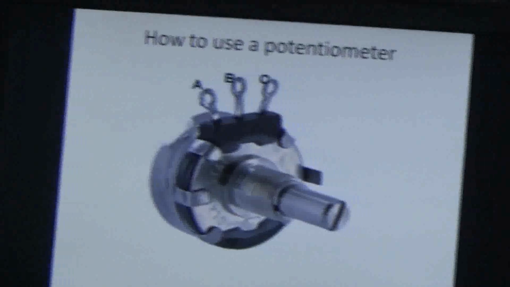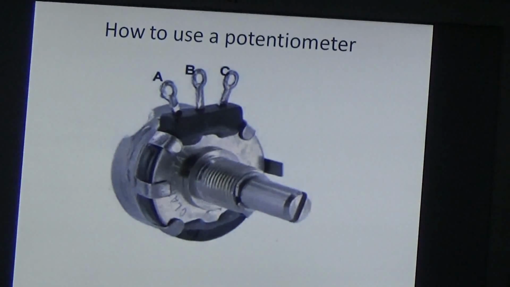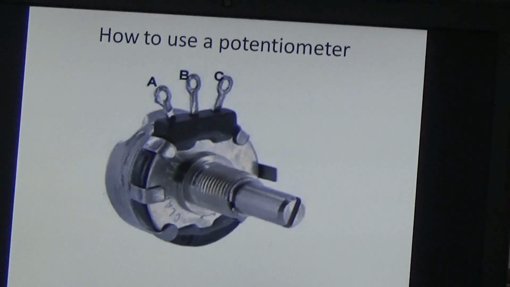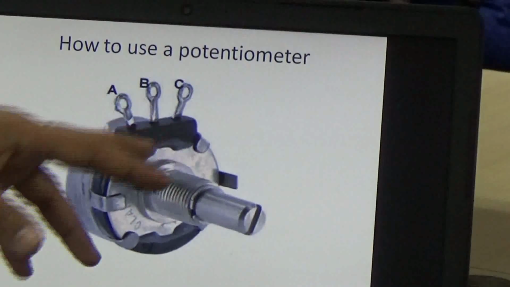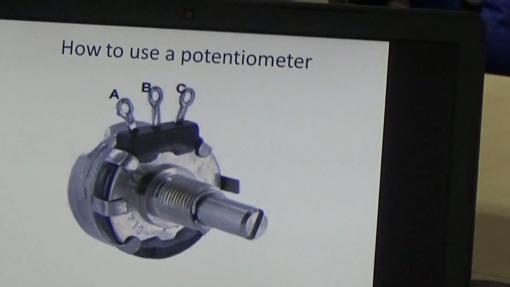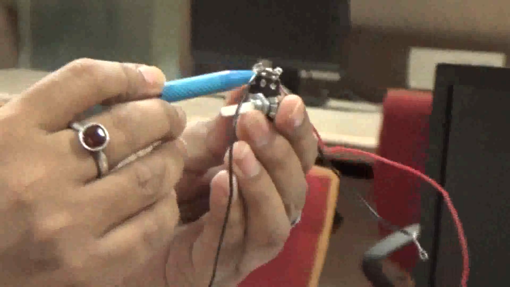Now we move to the potentiometer. A potentiometer acts as a variable resistor. We can change the value of resistance by using the potentiometer. In a potentiometer there are 3 terminals: the first terminal is called A, the second terminal is called B and the third terminal is called C.